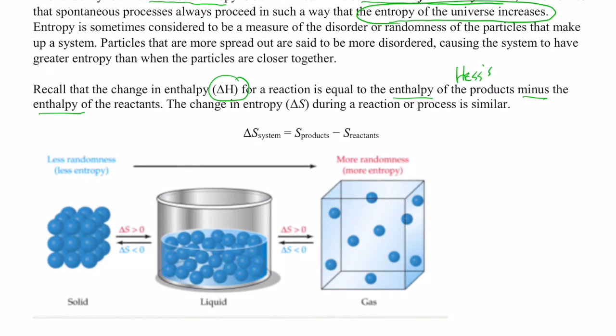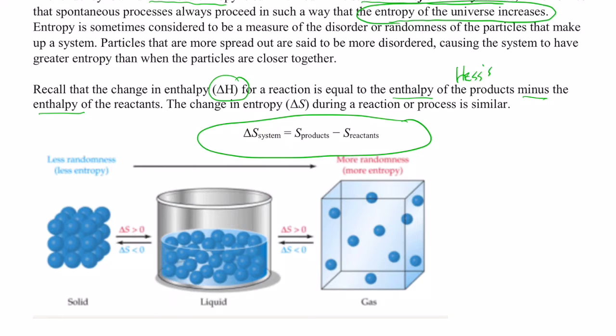Well, the change in entropy for a system can be calculated similarly. We can take the entropy of the products, subtract out the degree of entropy in my reactants, and I will have the change in entropy for the system. So it's a version of Hess's law, but instead of measuring enthalpy, we're measuring entropy.